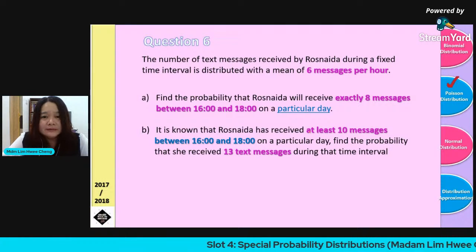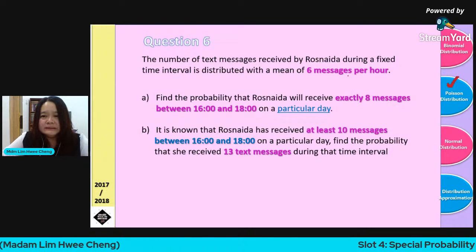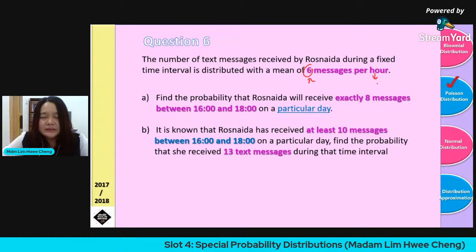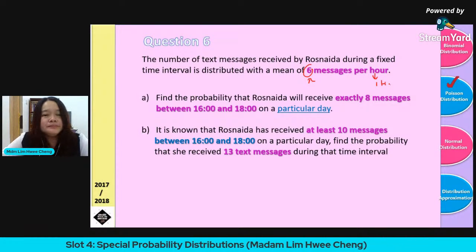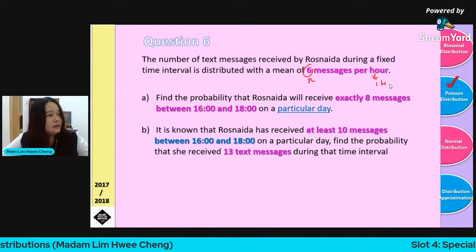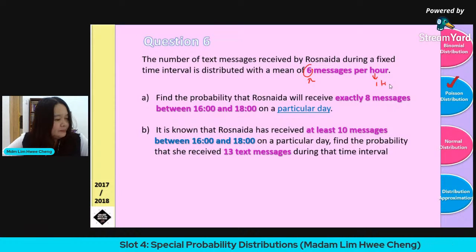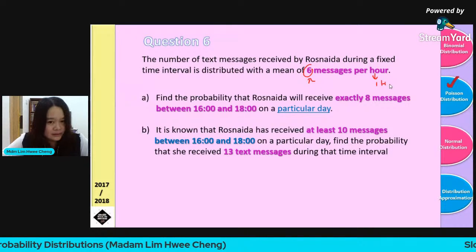The number of text messages received by Rosnida during a fixed time interval is a mean of 6 messages per hour. 6 message. So maksudnya ini adalah you punya lambda. Ini adalah you punya time frame 1 hours. Okay, so first question is that I'm going to find the main is exactly 8 message between 16 to 20 on a particular day.